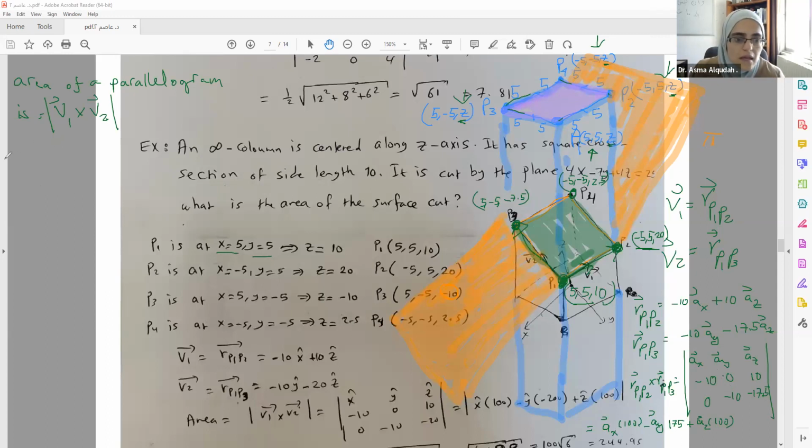Now the last step is to find the magnitude of this cross product. So the area is equal to the magnitude of the cross product between R P1 P2 and R P1 P3, which is equal to 100 squared plus 175 squared plus 100 squared, and we find the square root of the whole thing.